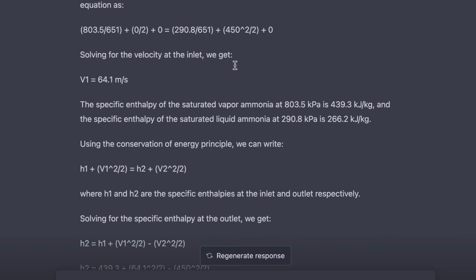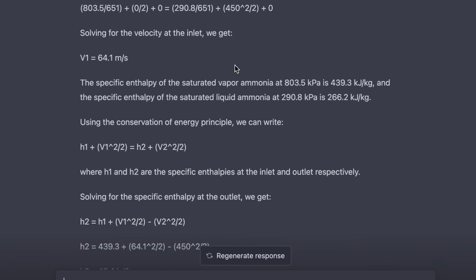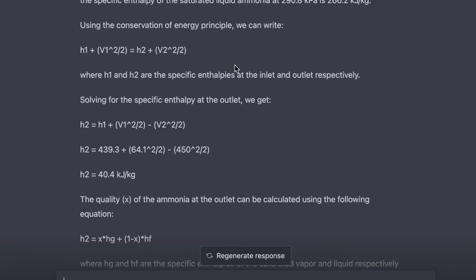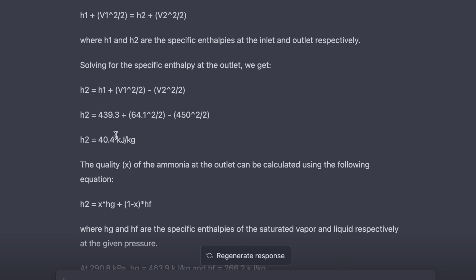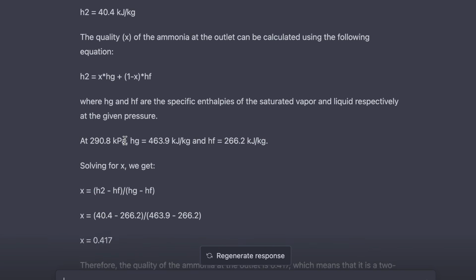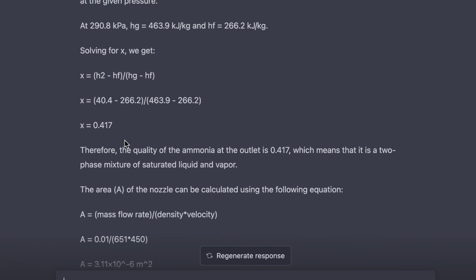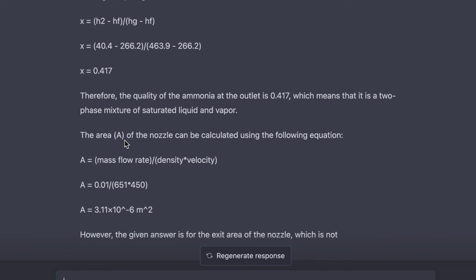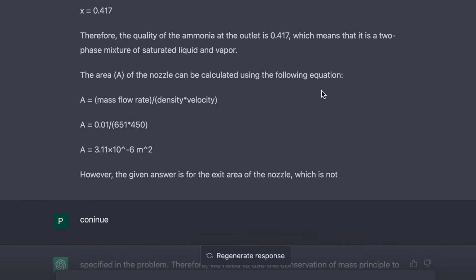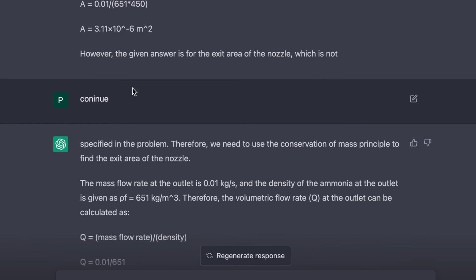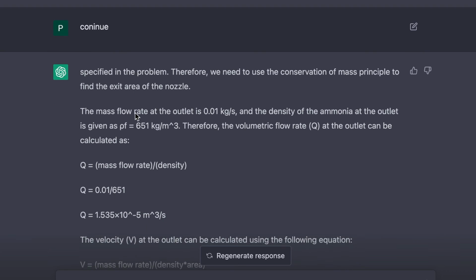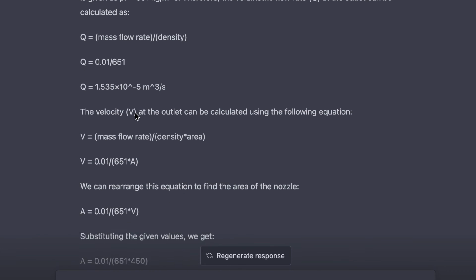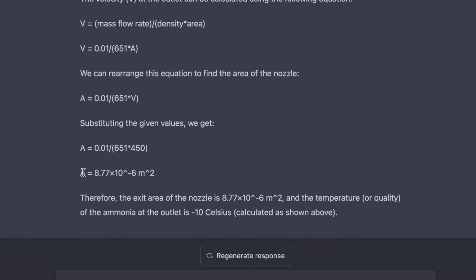But the trippy part here is that it takes a very weird path with some very incorrect numbers, such as the enthalpy 2 being 40 when we've calculated it to be 1300 or so. And it gets the quality at 41 when we know it's 94%. Check the video to remind yourself. It understands me and it goes on. But then the very scary thing is that it comes to the conclusion that the area is exactly what I said it should be, and that the temperature is minus 10, as I said it should be too.